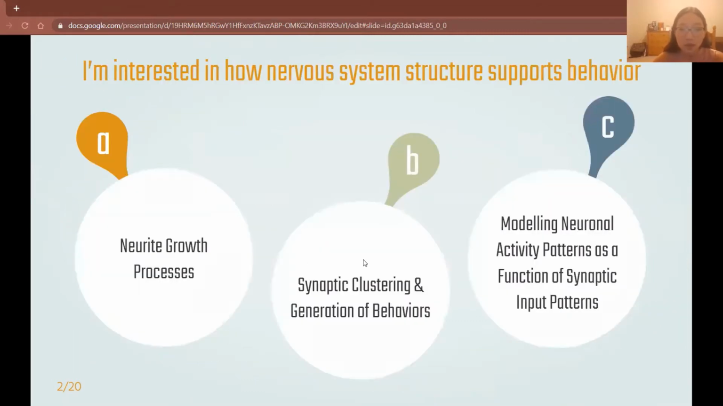Within the scope of the Fegnar Lab, I was really interested in seeing how nervous system structure supports behavior. This covers neurite growth processes, synaptic clustering and generation of behaviors, as well as modeling neuronal activity patterns as a function of synaptic input patterns.